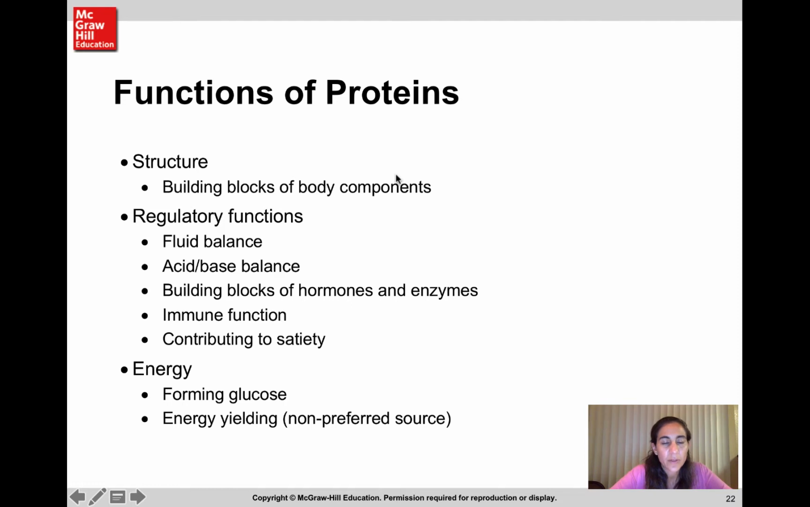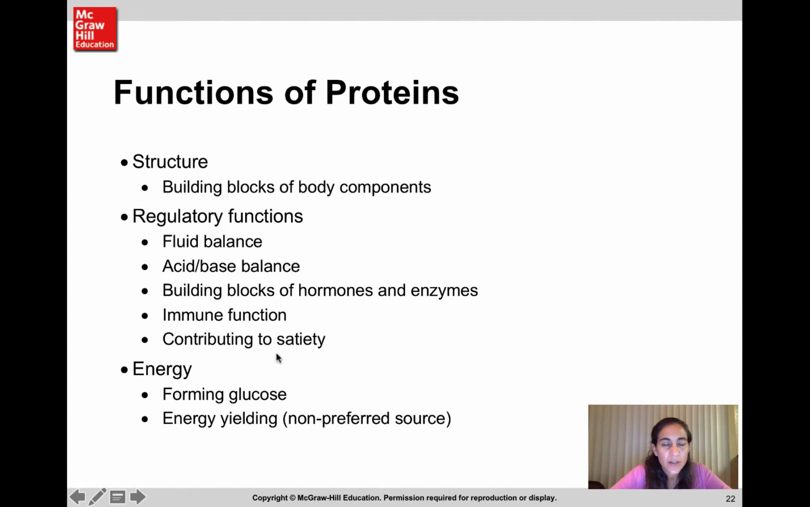They help to form the structure collagen, which is the protein in our skin and our ligaments, our tendons and bones. So it's the structural protein. We also have it as a protein for our muscle cells. Regulatory functions for fluid balance, acid-base balance. They help in the formation of hormones and enzymes. It's involved in immune system function. They also will contribute to satiety.